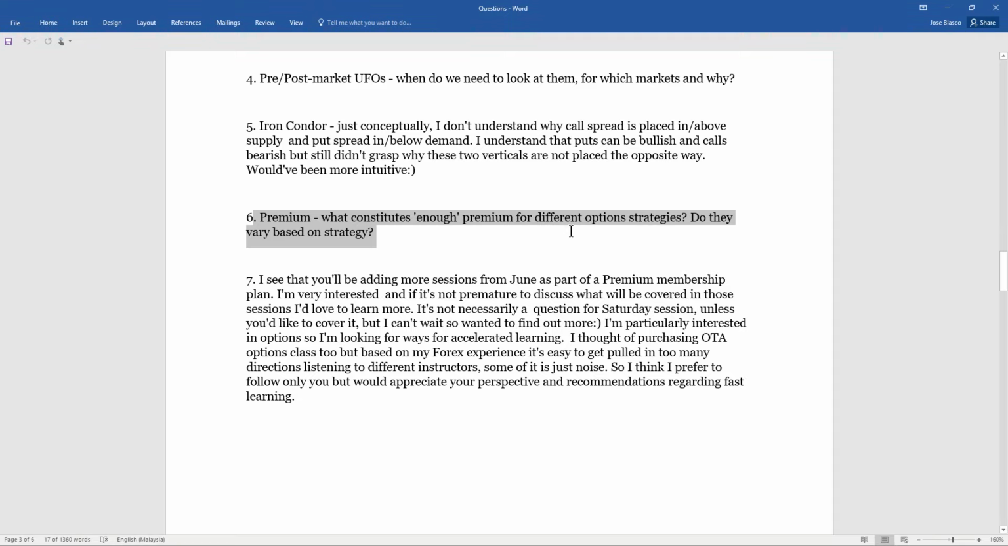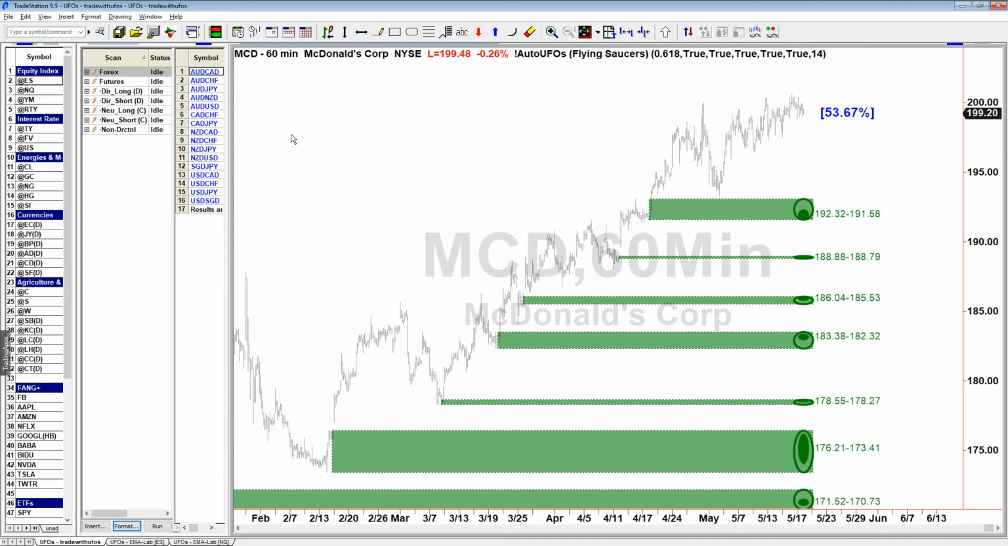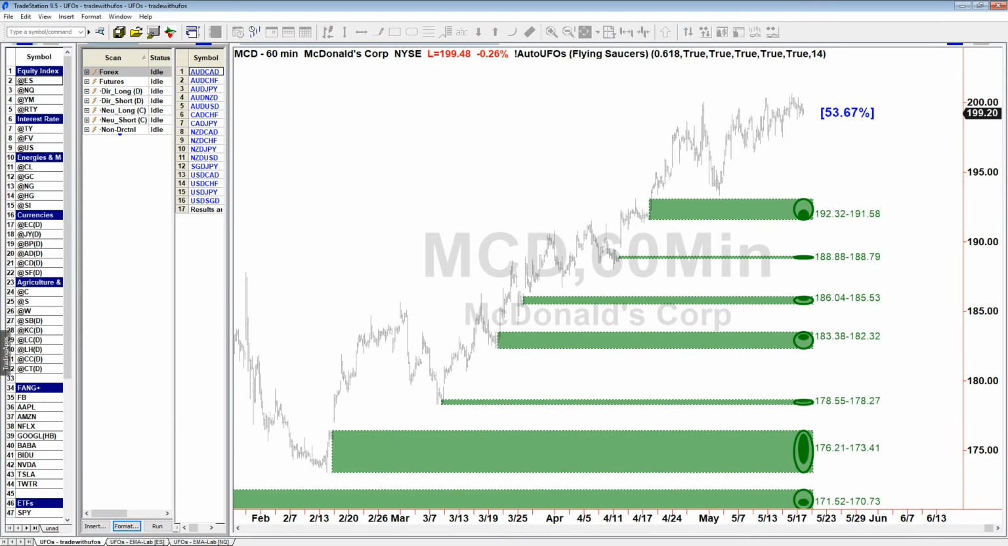Do they vary based on strategy? Well, enough premium means that you are not trading a stock because you want it, but you are trading a stock that is coming from the scanner, because the scanner is looking at stocks with the greatest premium. So having a starting point where you are looking at the highest premium is already a good starting point.